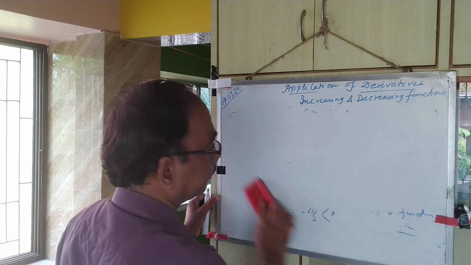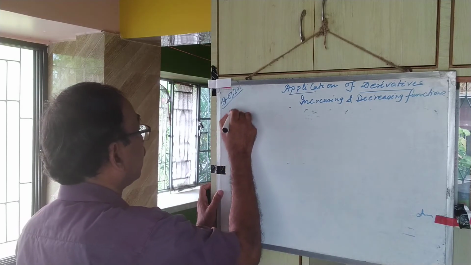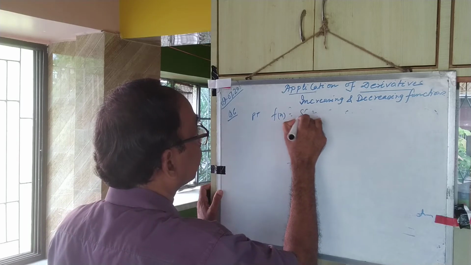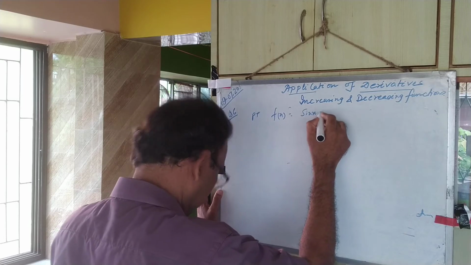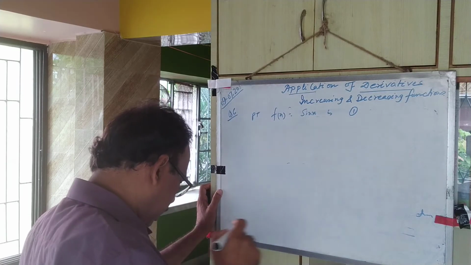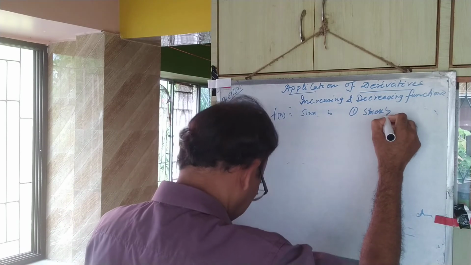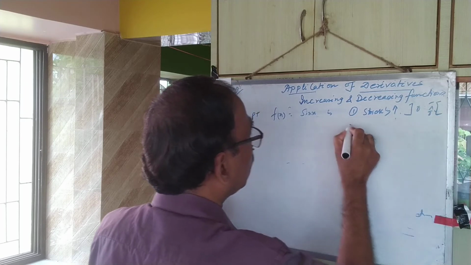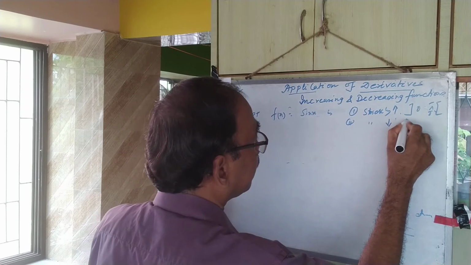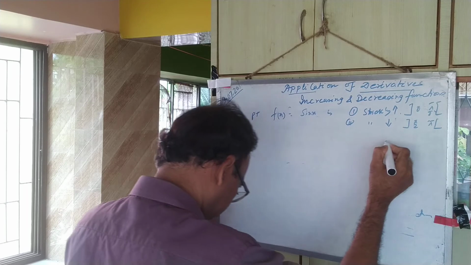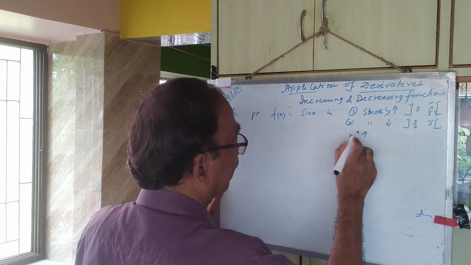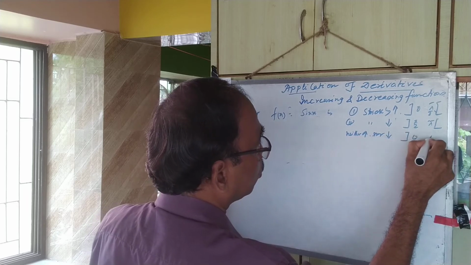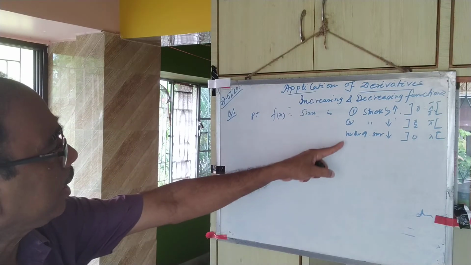Next, sum number 6. Prove that f(x) equals sin x is, number 1, strictly increasing in 0 to pi by 2, number 2, strictly decreasing in pi by 2 to pi, and neither increasing nor decreasing in 0 to pi. These three conditions you have to prove.